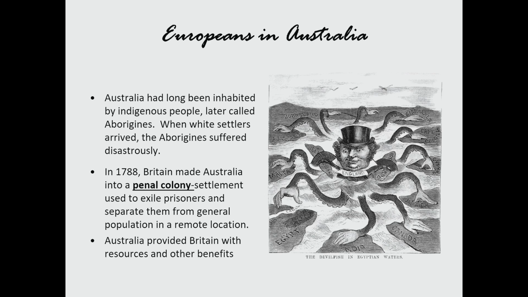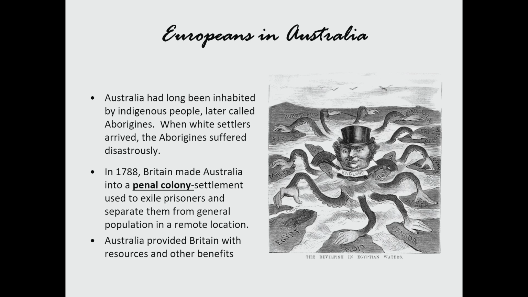They die from famine, harsh conditions, diseases, those types of things. In 1788, Great Britain makes Australia into what is called a penal colony. You need to know that definition. A penal colony is a settlement used to exile prisoners and separate them from the general population in a remote location. So, people who were convicted of crimes in Great Britain would be shipped off to Australia, and they would be forced to live and work there.